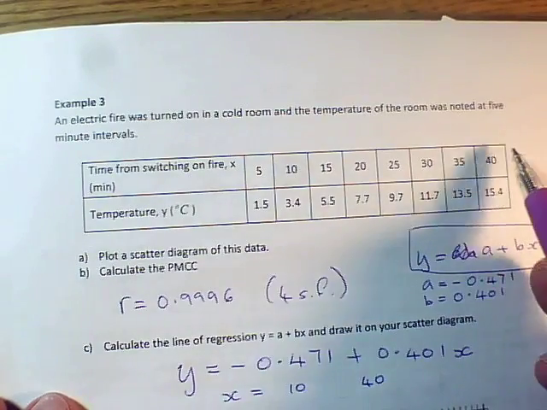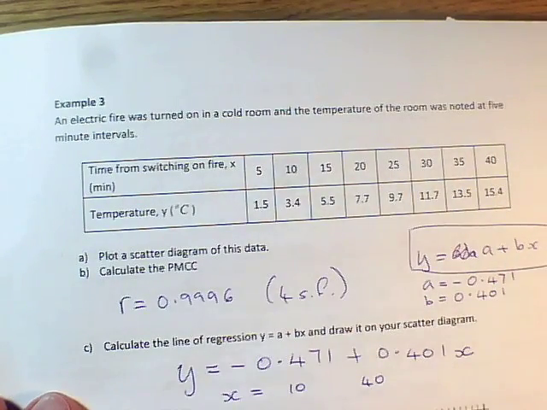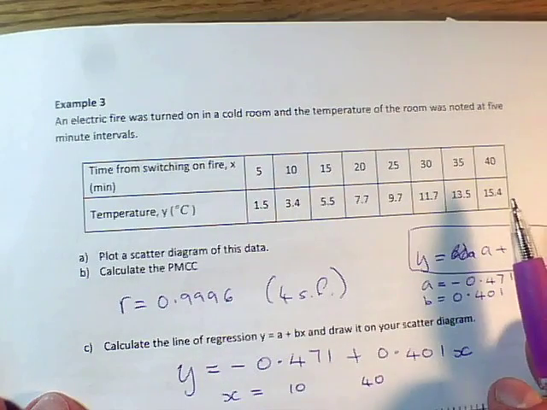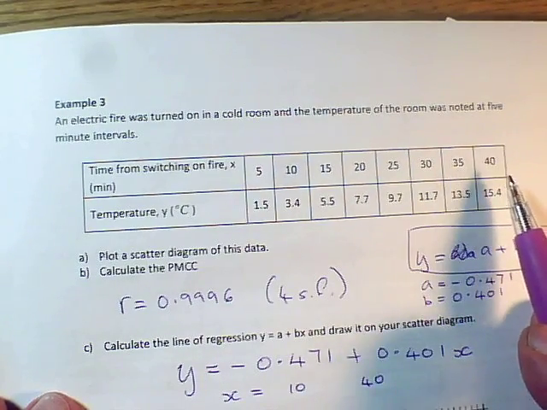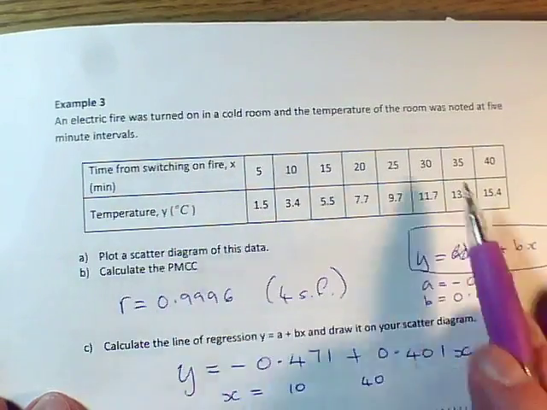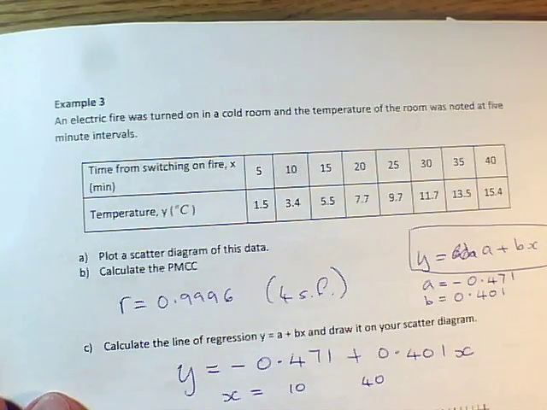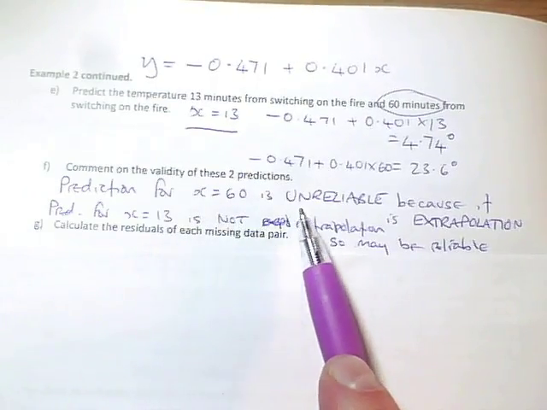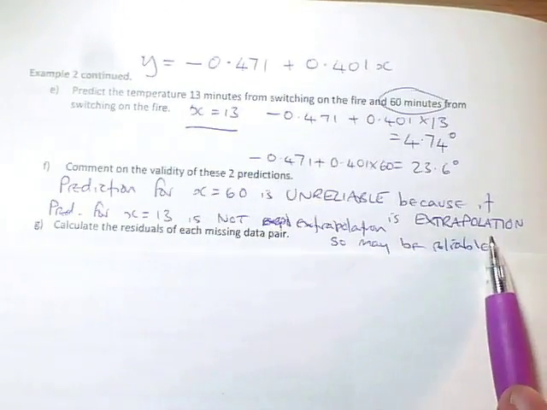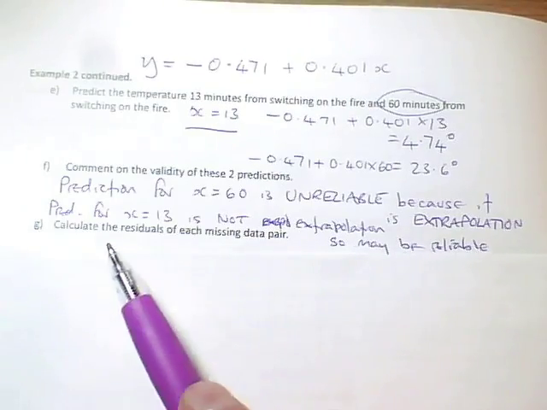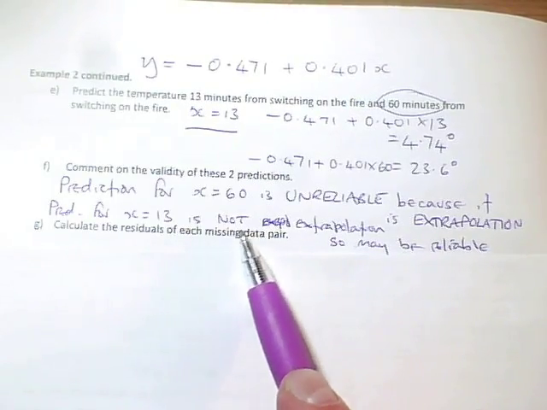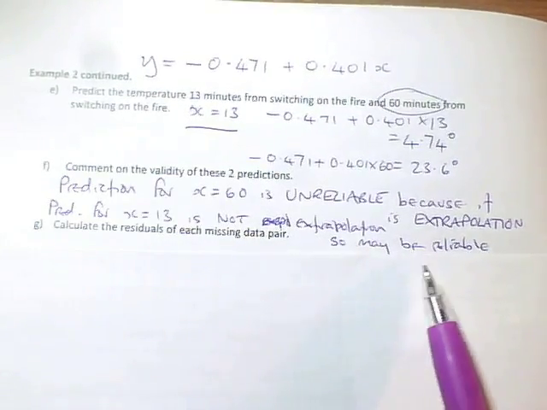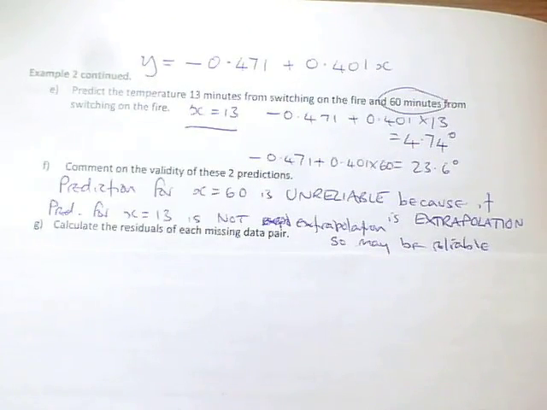But I can certainly say that 60 is not an appropriate value, because that would be extrapolation. That's the word you need to use when the value you're predicting is beyond one end or the other of the original range of data. So here I've made those two comments. I've started with x equals 60. That one is unreliable because it is extrapolation. That's all I need to say. Whereas the prediction for x equals 13, that's not extrapolation, so maybe that one's reliable. But as I said, there's more to say about that, and that's coming up in part G, where we have to calculate the residuals.